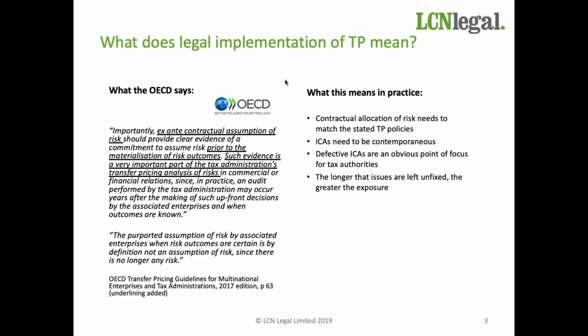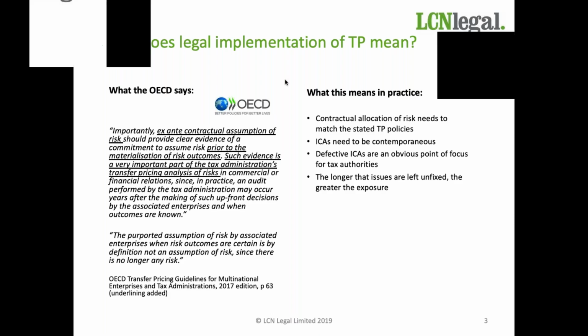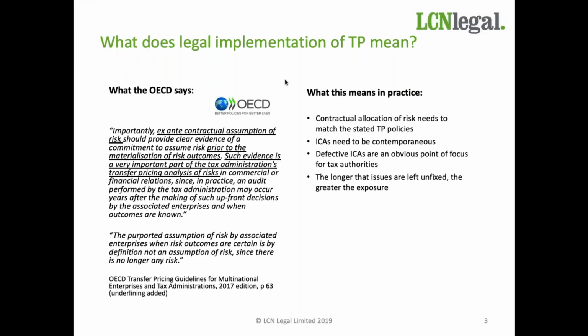Number two, intercompany agreements need to be contemporaneous. In other words, they need to be put in place at or before the commencement of the relevant transactions, and we'll come on to some practicalities of that. Number three, defective intercompany agreements, which could mean wrong agreements or missing agreements, are an obvious point of focus for tax authorities because it's such an easy target.